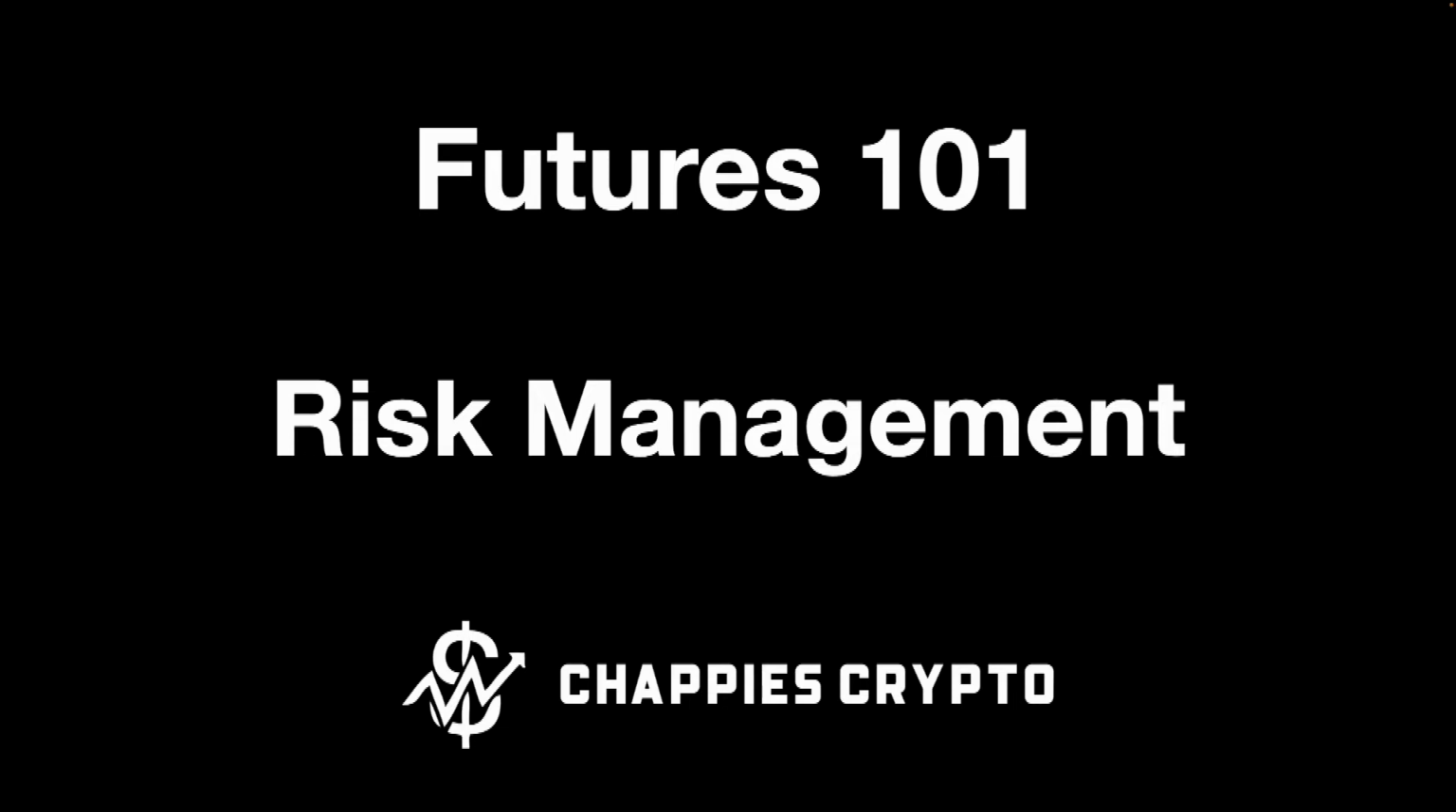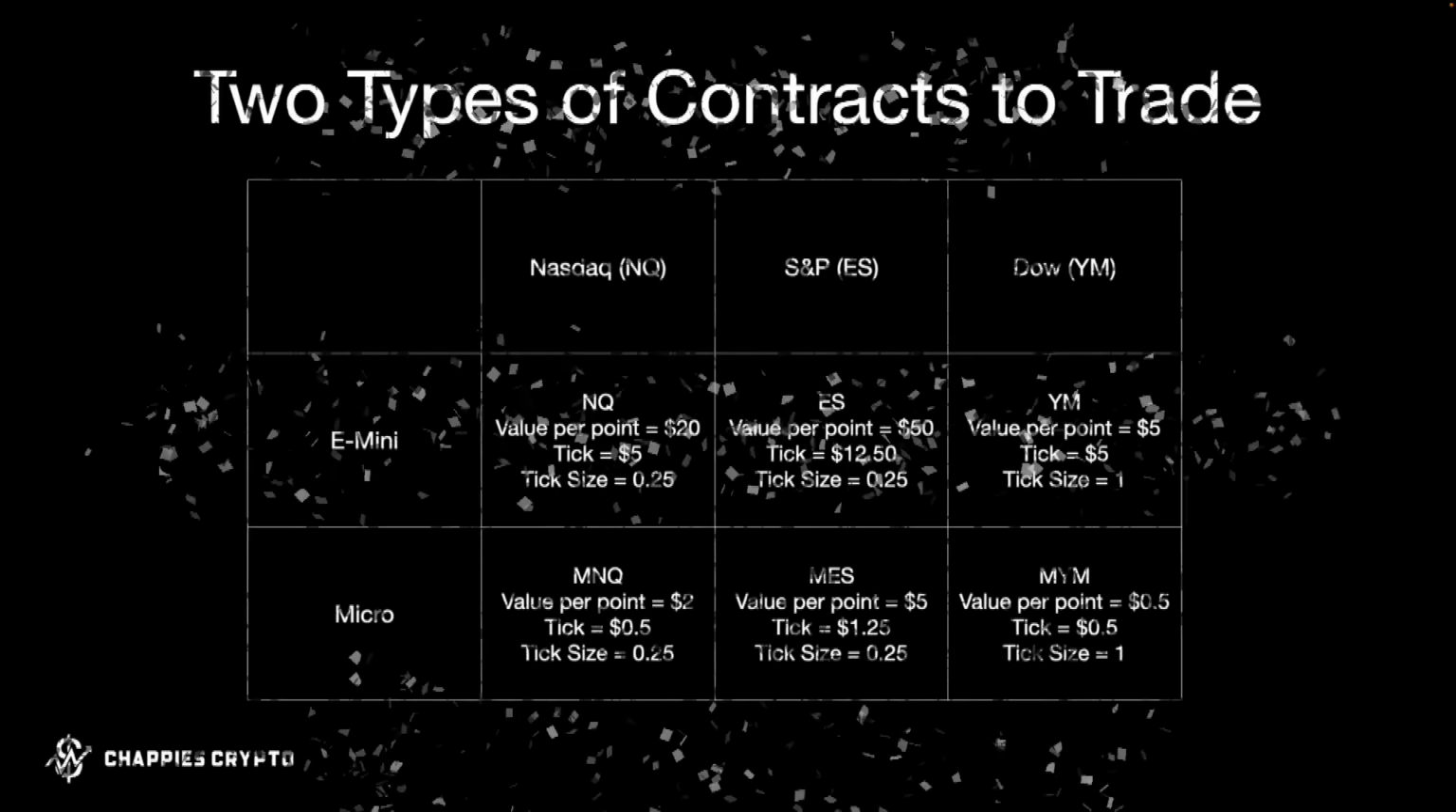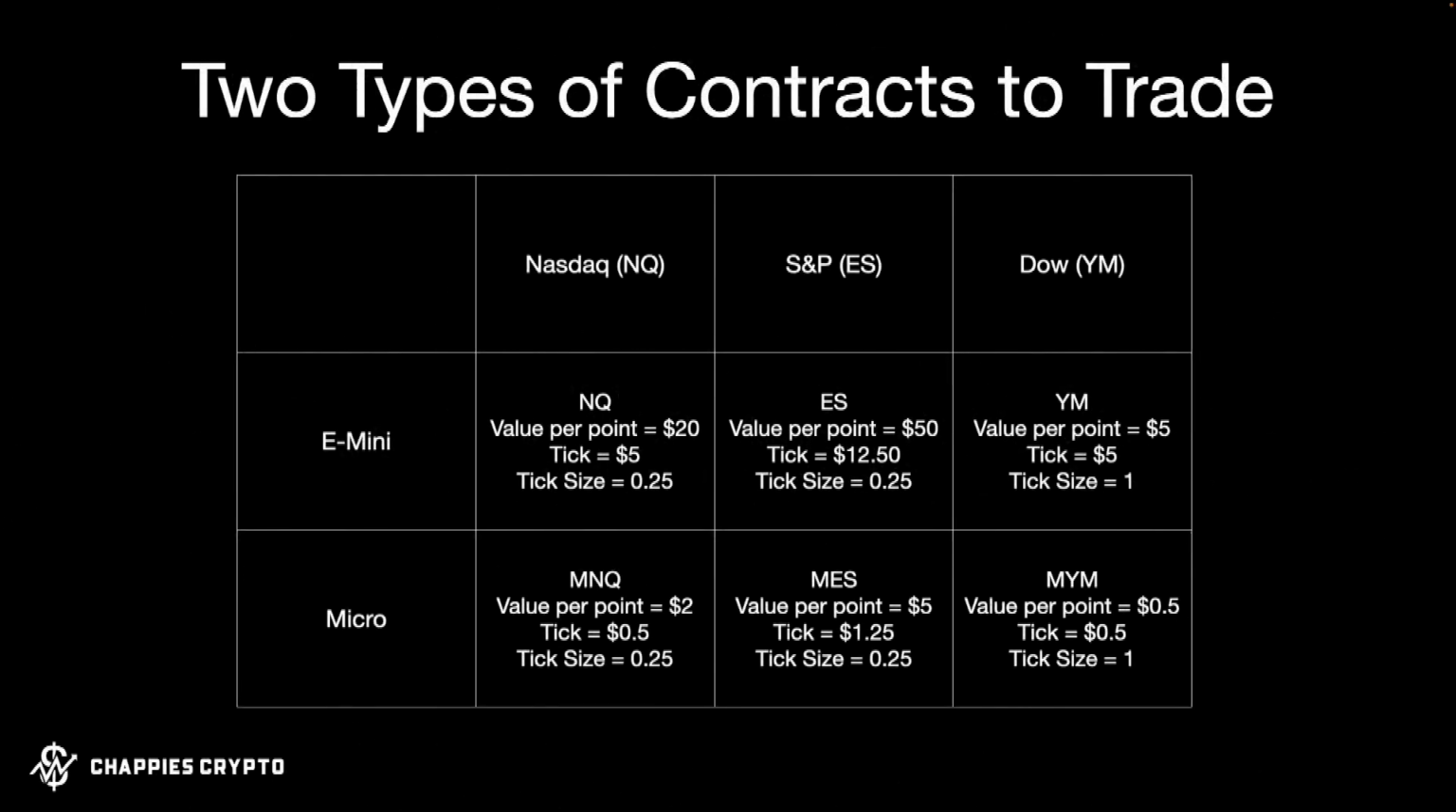This is episode 3. This episode is going to be talking about risk management. Let's get straight into it. This first slide is really just talking about the two different types of contracts that I've been focusing on. It's really just the difference between the E-mini and the E-mini micro.